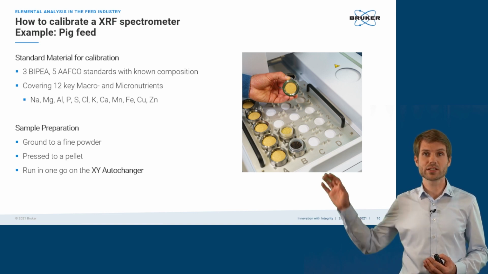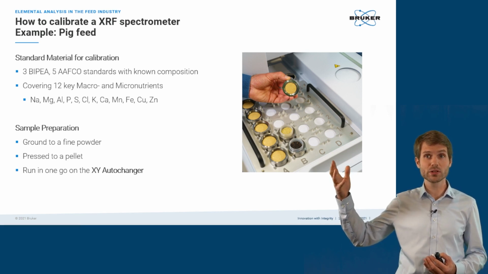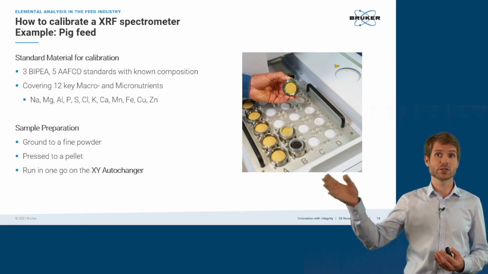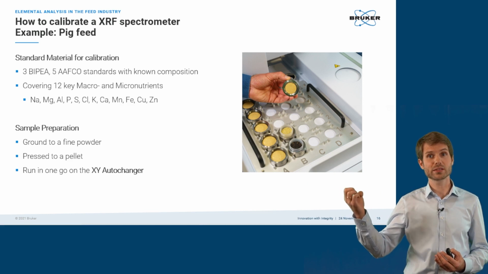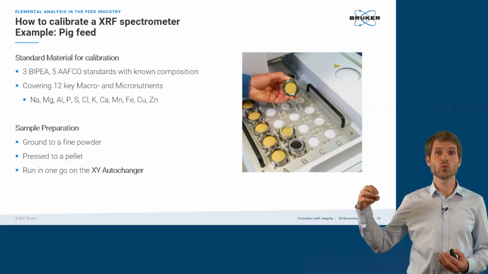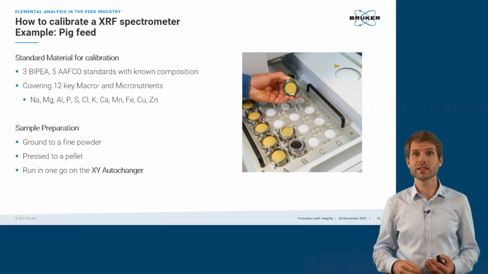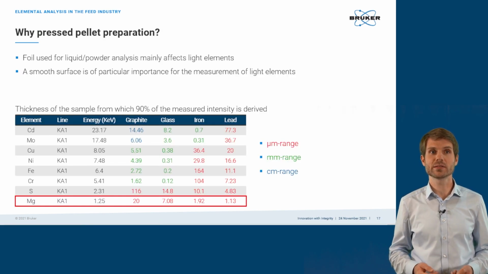So we essentially prepared pressed pellets. The material was ground before, in the same way as you would grind it for FT-NIR equipment, so you can use that ground material on FT-NIR and on the XRF. In this case, we press it into the pellet. This takes a few minutes. And then you can run it on the XY auto changer here. You can just place in this case 8 samples there and hit run, and you have the calibration set.